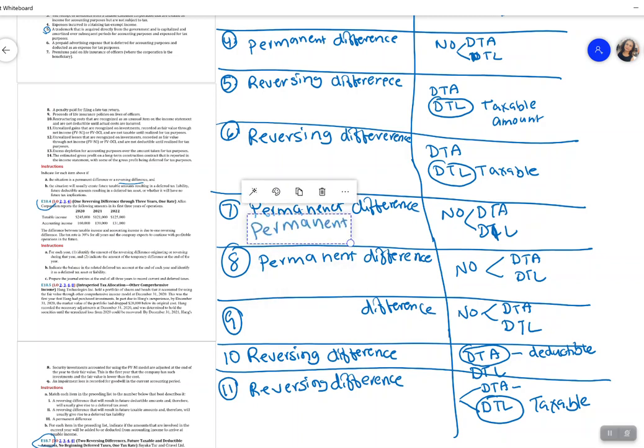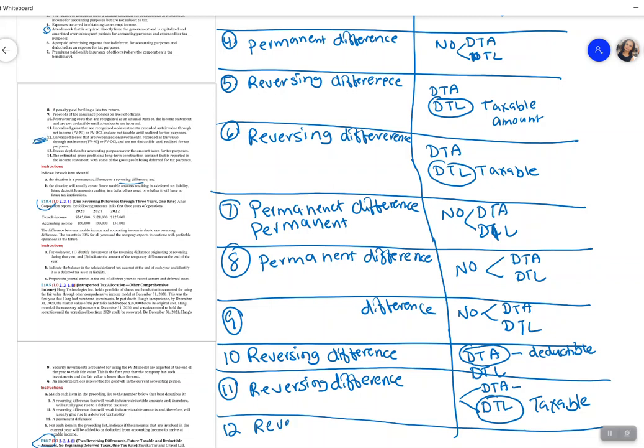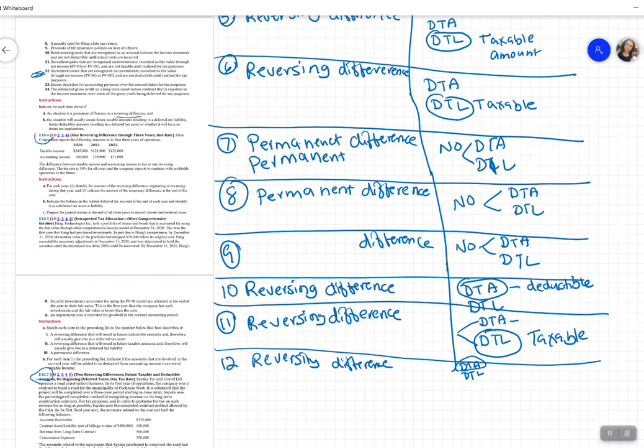Let's go to our next one. Next one is going to be 12. In this case, it's going to be the opposite of what we did in 11. So 12 in this case is an unrealized loss. So this is the opposite. It is a reversing difference. If it is a reversing difference, then we have a deferred tax asset and a deferred tax liability. In this case, if it's a loss, we are going to get an asset, so it'll be deductible. So it's a deferred tax asset.